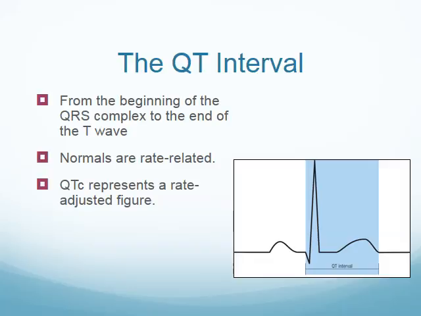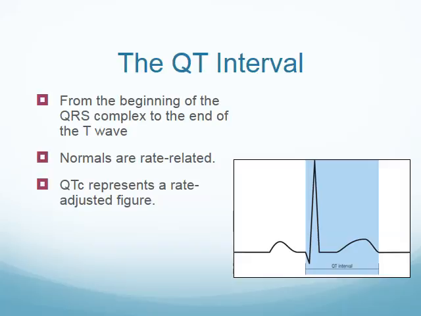The QT interval, as we already discussed, from the beginning of the QRS complex to the end of the T wave, should be less than 450 milliseconds or 0.45 seconds. We should be cognizant of the fact that the QT segment is rate related. As rate speeds up, the QT segment can shorten, and we can also have a lengthening of the QT segment with slower heart rates. The QTc we'll talk about later on when we're talking about our 12 lead EKGs.